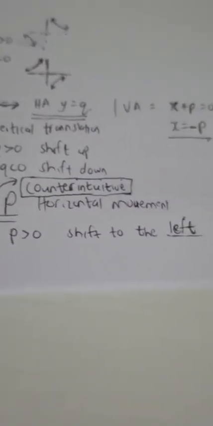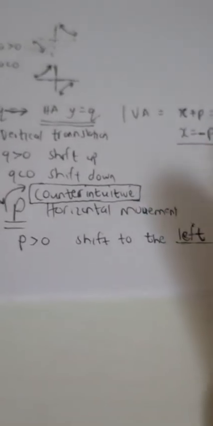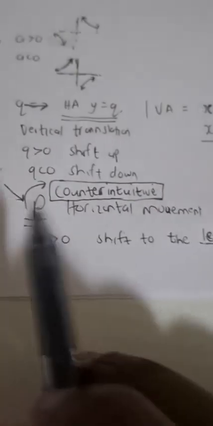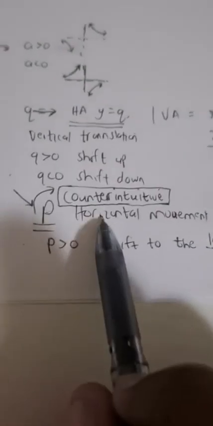Shift to the left. And that is something I want to make as a very strong and solid point, that when p is greater than 0, for horizontal movement, it's a shift to the left.